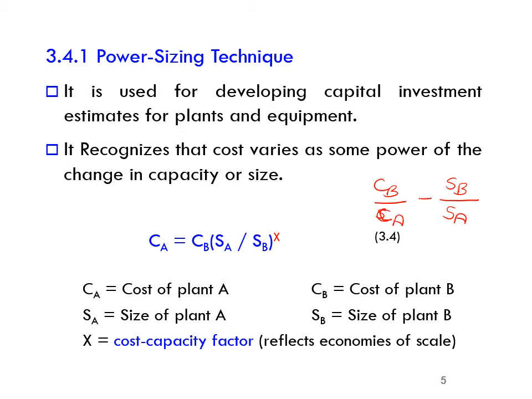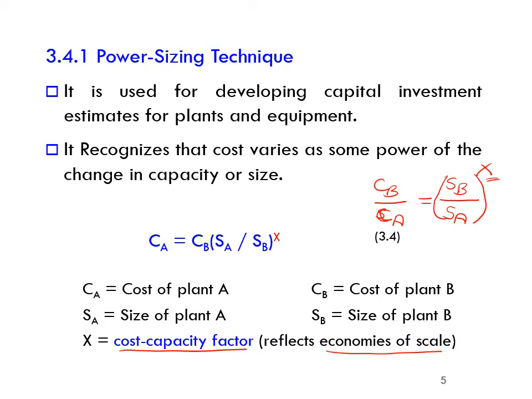But if this relationship is satisfied, we say that there is a linear relationship between the size and the cost. But in many cases, there is no such linear relationship. Simply, there is a power factor that relates the ratio of the size to the ratio of cost. And this X is called the cost capacity factor, which reflects the economies of scale between the design parameter, which can be the size, weight, horsepower, anything, to the cost.